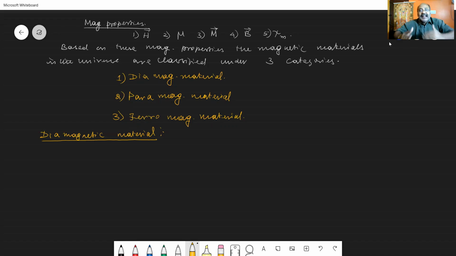field. This movement of the diamagnetic material from the stronger part to the weaker part, that action we are calling diamagnetic action, and such materials are called diamagnetic materials. This is an introductory explanation for the behavior of diamagnetic material inside the magnetic field and in the absence of the magnetic field.